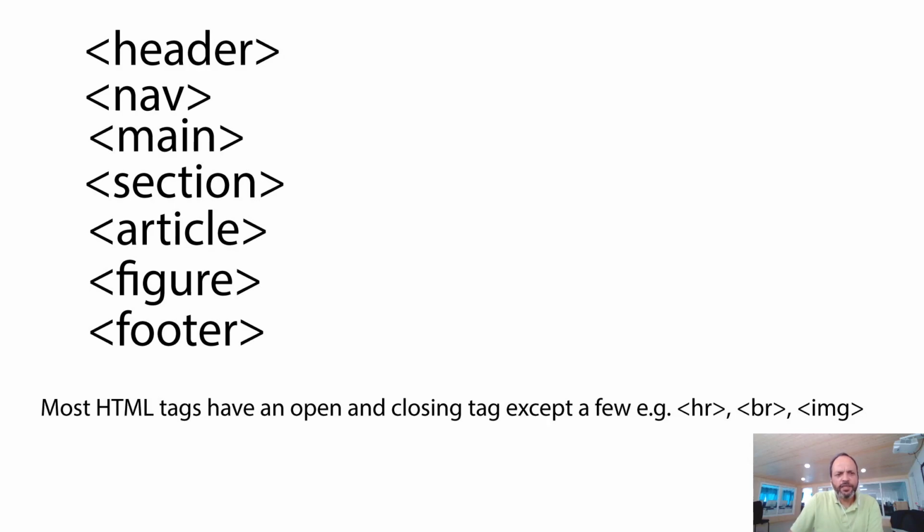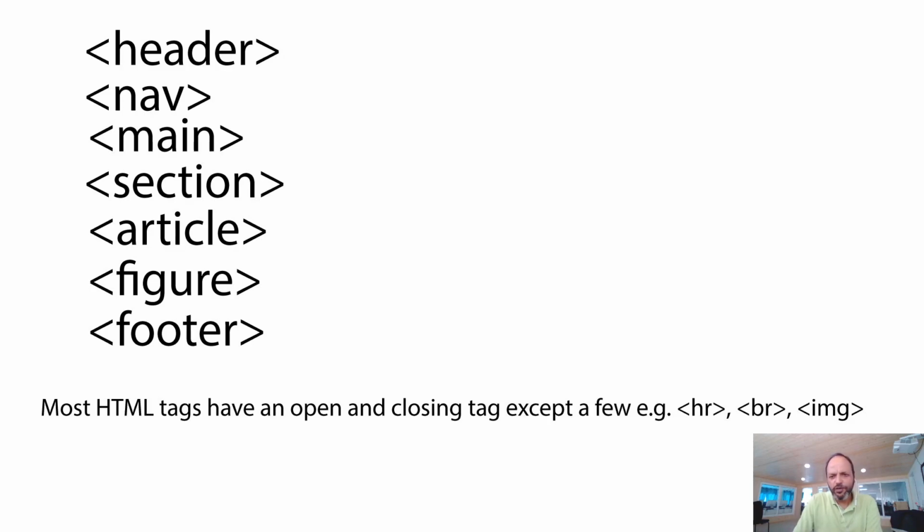Most HTML tags have an open and a closing tag, but there are exceptions like the HR tag, BR tag, IMG tag. HR is horizontal rule, in case you want to draw a kind of line there. BR is break row, if you want to put a blank line in between two elements. And then the IMG tag I just showed you.